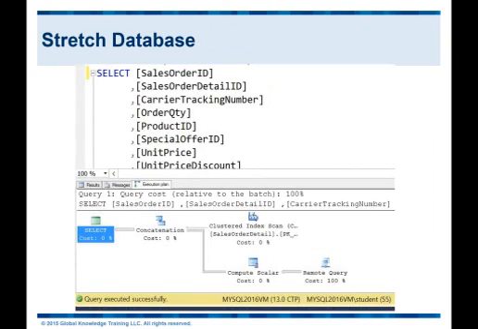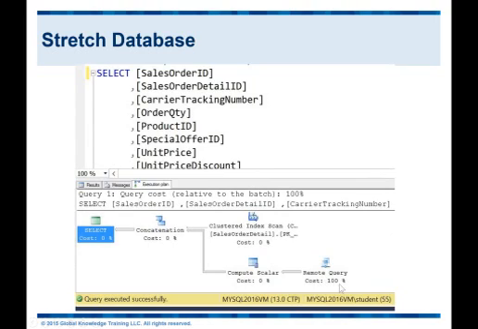Now, when we run queries against the table, again, the queries don't have to change. The queries are exactly the same as they were before, but the execution plan is going to be different. What you're going to see is the remote query piece of the query plan. So it's actually still accessing the local table, and then it also accesses the remote table in the cloud.